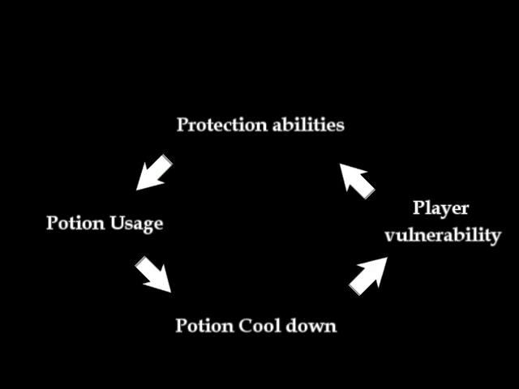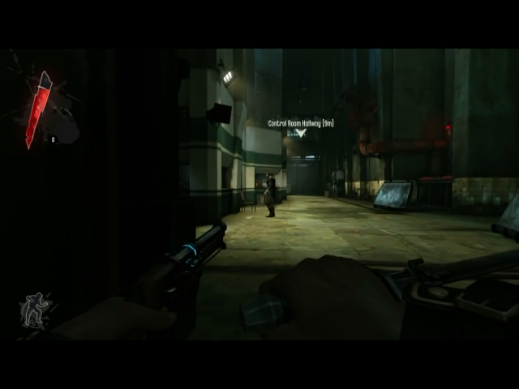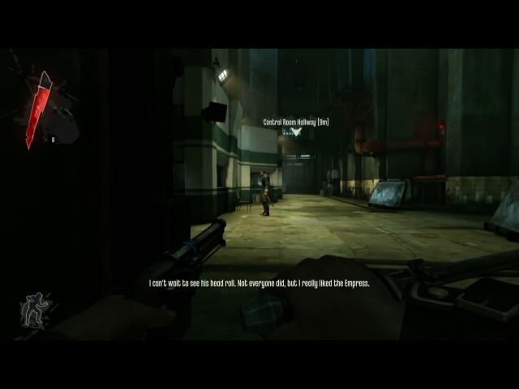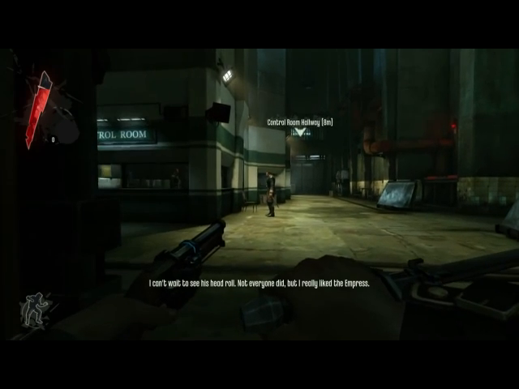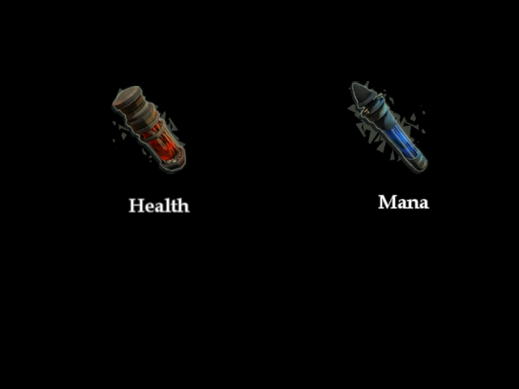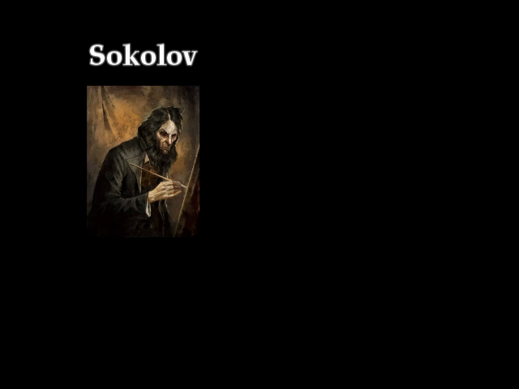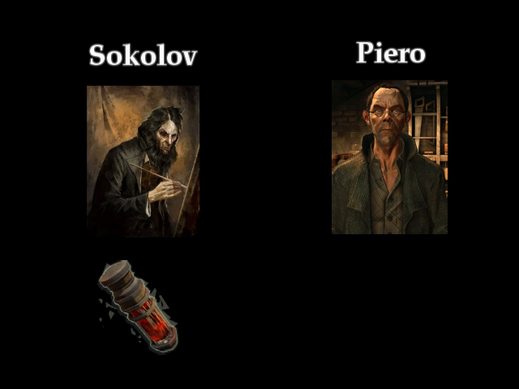Let's take a design deep dive on how Dishonored did that with its own potion system. Similarly to Diablo 3, Dishonored also has a dedicated button for drinking potions. The red potion restores the player's health, while the blue potion restores the player's mana. However, Dishonored also introduces to the player the characters that invented these potions in the game's lore. Sokolov, a drunken womanizer, created a health potion, while Piero, a scholarly academic, created a mana potion. The attribution of these characters to these items creates a thematic coherence between the game's mechanics and its lore.